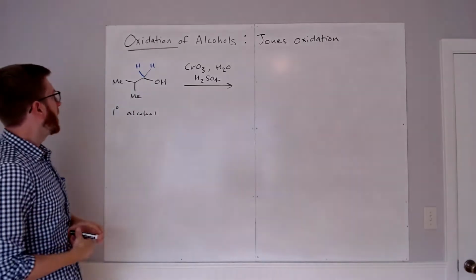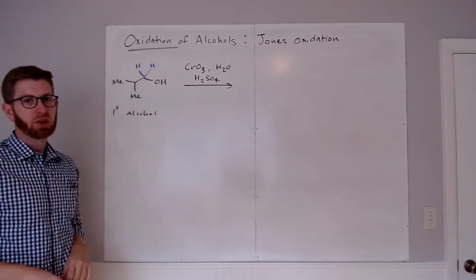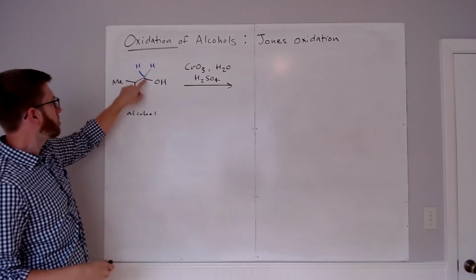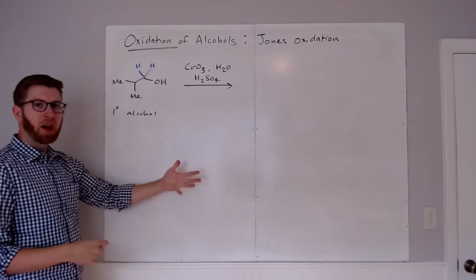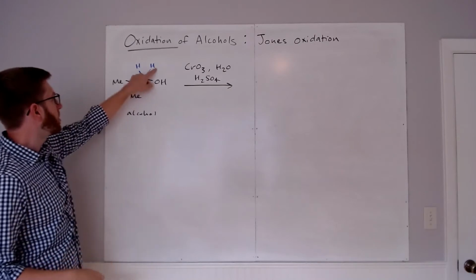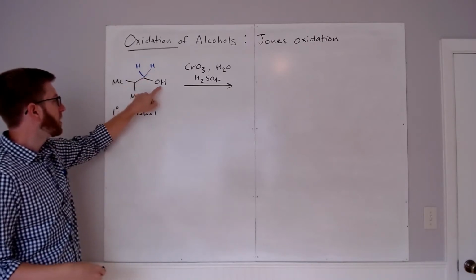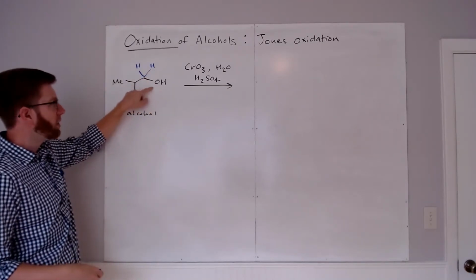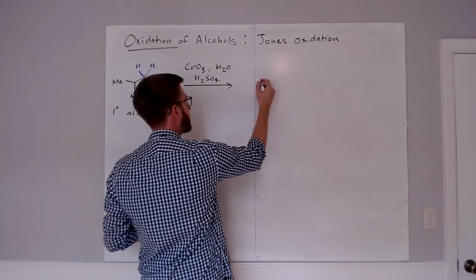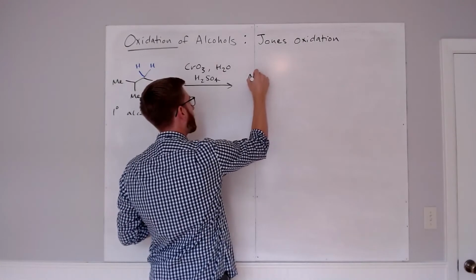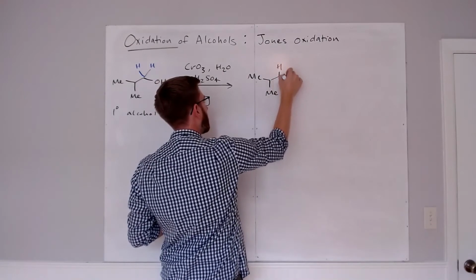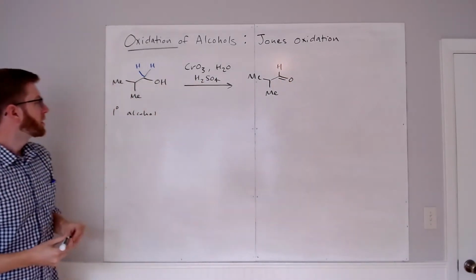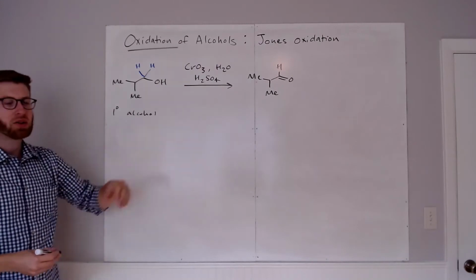So here we've got 2 of these blue hydrogens, or in essence, this carbon has 2 CH bonds. And so what we might expect initially is the type of pattern we saw before, where we would remove one of these blue hydrogens, remove the H from the oxygen, and put a double bond in there. So we should see something like this. So here we would go from a primary alcohol to an aldehyde.